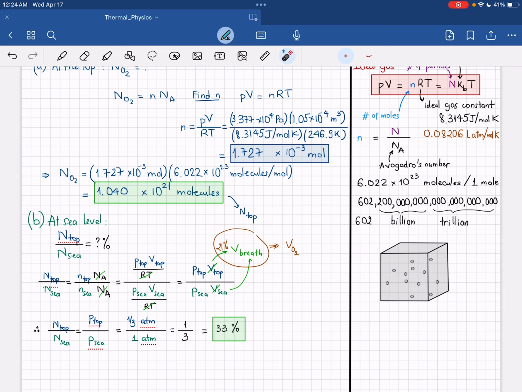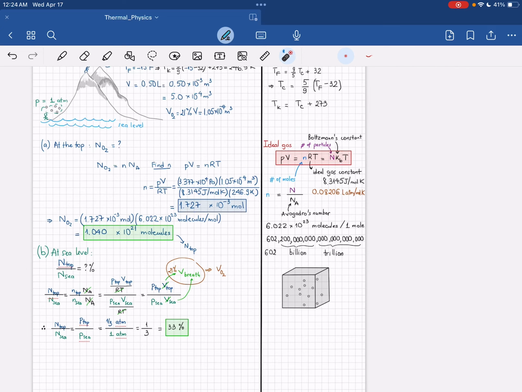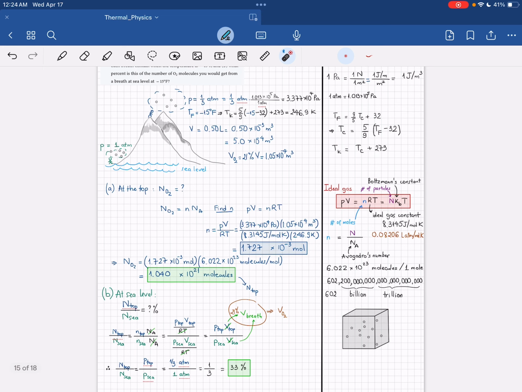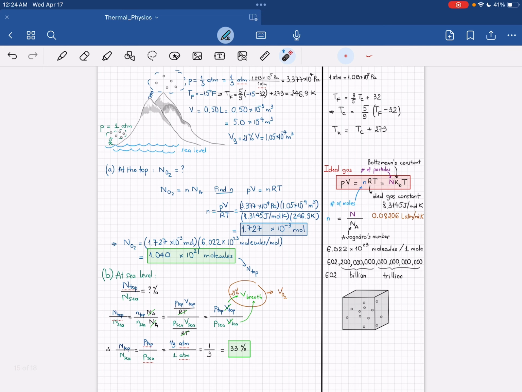So if you can see this ratio right away, the math can be simpler. But if you don't, then what you need to do is calculate the number of oxygen molecules at sea level by plugging in the values at sea level. You change the pressure to 1 atmosphere, and the volume is still the same. Then find the number of oxygen molecules at sea level, and take the new one over this one to get the same percent. But if you notice this relationship right away, it can save you some time.